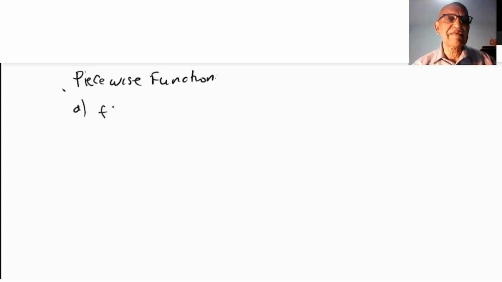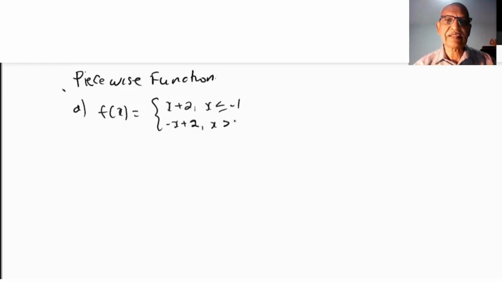A is f(x) equals x plus 2 for x less than or equal to minus 1, and then minus x plus 2 for x greater than minus 1. As its name, piecewise, means it has different equations, different functions on the right side. So y can be equal to x plus 2 or y can be equal to minus x plus 2 depending on the domain.